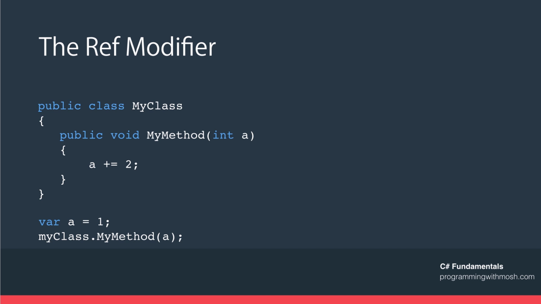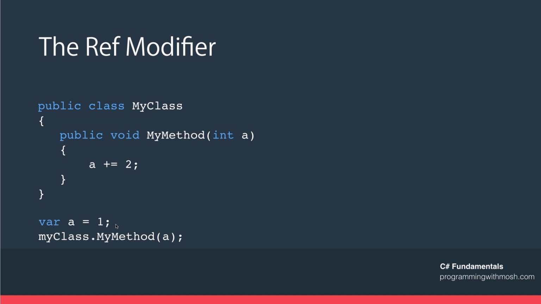So let's just imagine this my method here takes an integer, and whatever we pass, it adds 2 to that integer. Now take a look at this example here as what we would write to call that method. Now I have a question for you. Here we have set a to 1. We call my method and pass a. What do you think would be the result of a after returning from this method? Is it going to be 3?